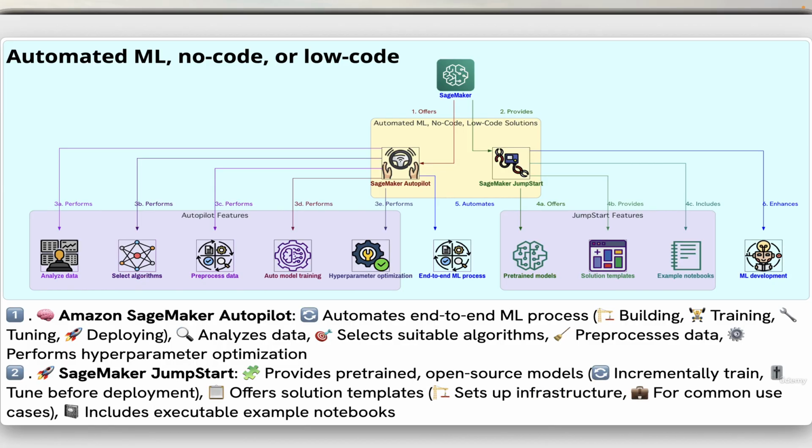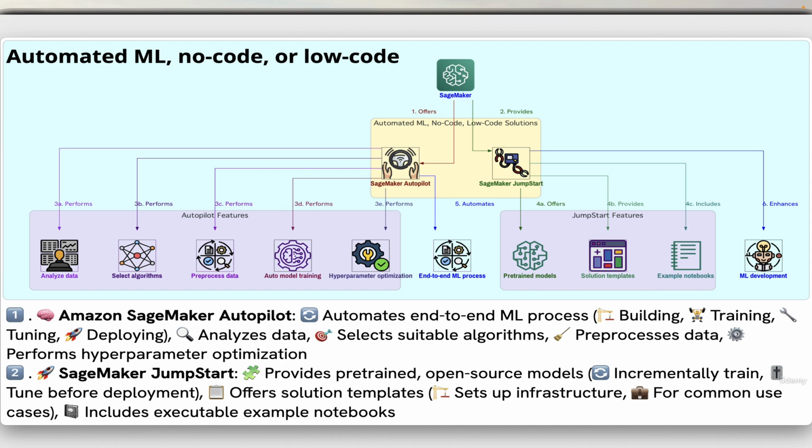Next is Jumpstart. So SageMaker Jumpstart provides pre-trained open source models for a wide range of problem types to help you get started with machine learning. You can incrementally train and tune these models before deployment. Jumpstart also provides solution templates that set up infrastructure for common use cases and executable example notebooks for machine learning with SageMaker.